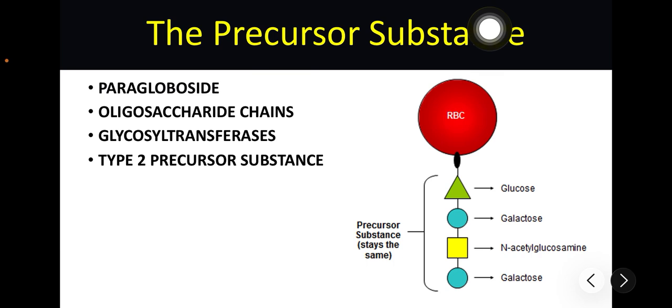And lastly, type 2 precursor substance refers to a specific chemical linkage within the oligosaccharide chain where the number 1 carbon of D-galactose is attached to the number 4 carbon of N-acetylglucosamine, which gives you a beta 1,4 linkage. This specific structure is the predominant type found on the red blood cell membranes, whereas type 1 structures are primarily associated with body fluids and secretions.